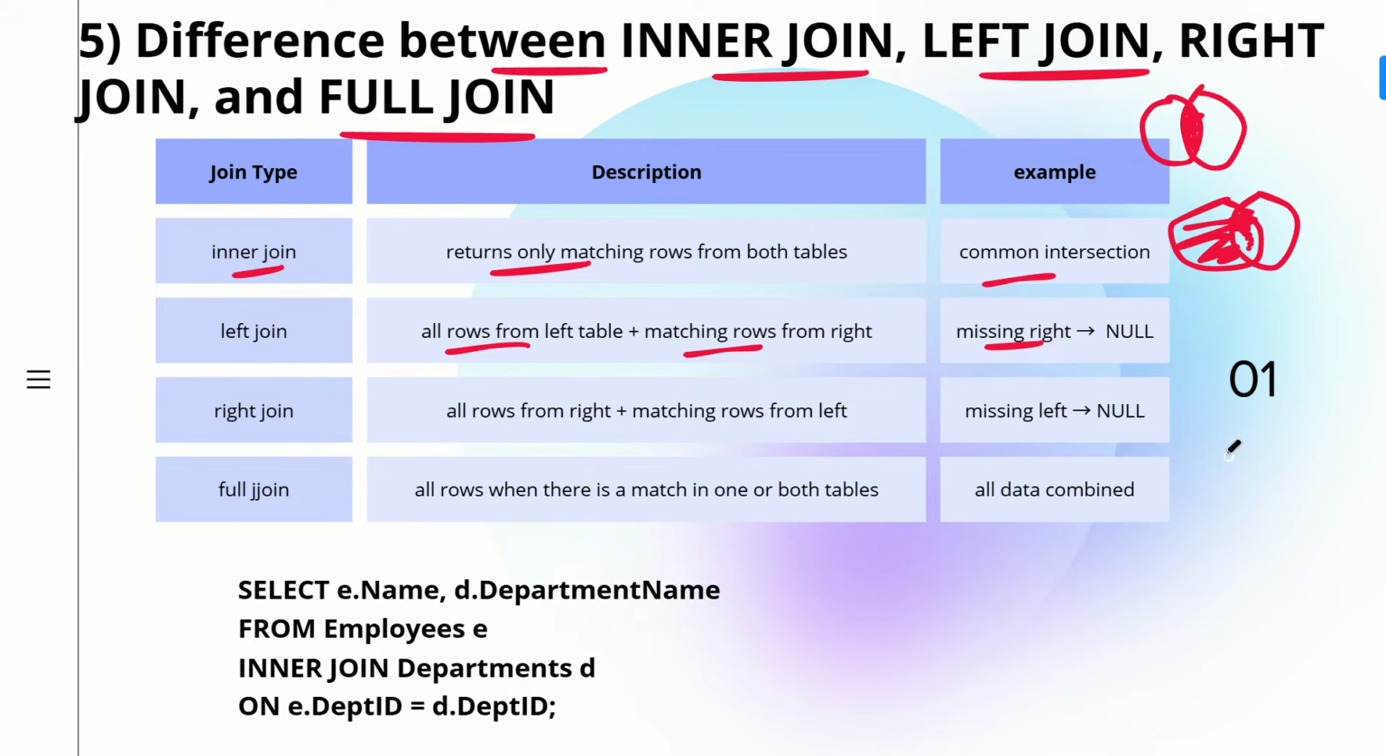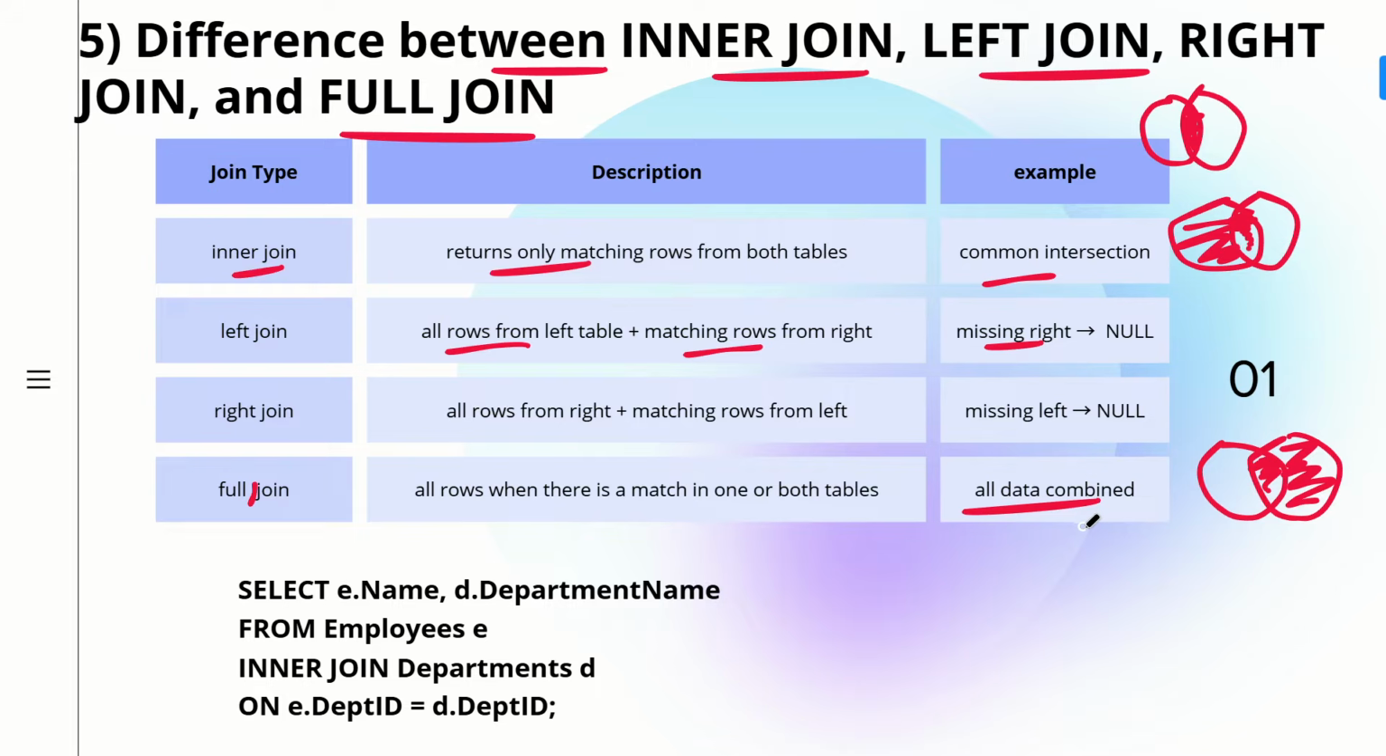Then we have, similarly, the right join. What happens in right join? If you have two tables, you will get the common part, and you will get all of the things which are present in the right table. Then we have full join. Full join returns all rows when there is a match in one or both tables, so it is going to return you the rows where there is a match in one or both of the tables. That is called full join. So all data is combined.